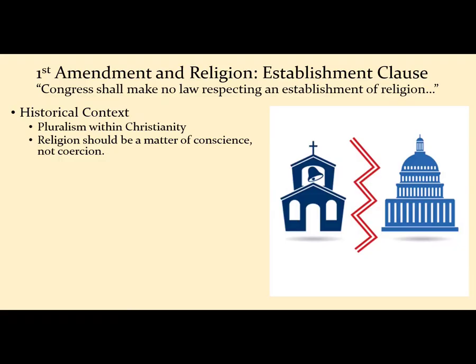And so that principle of separating church and state that existed in Virginia was the basis for our First Amendment's Establishment Clause, that Congress shall make no law respecting an establishment of religion. We would not have a central government that directly supported any religion.